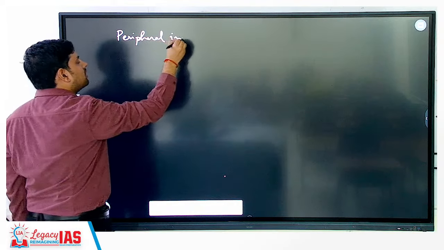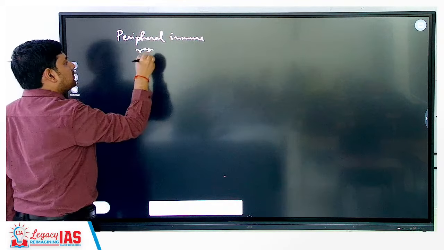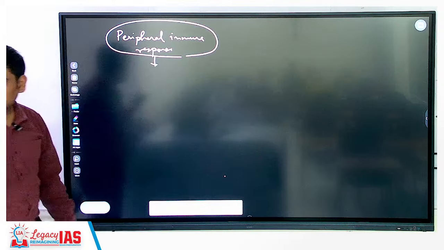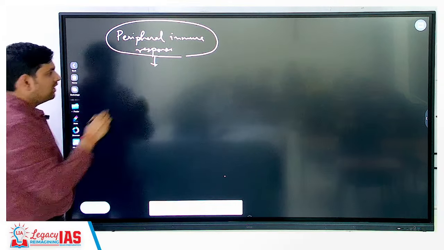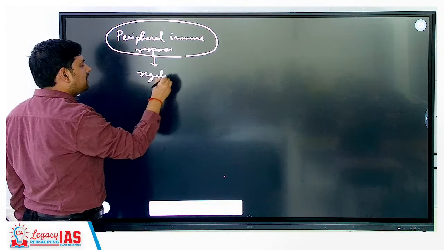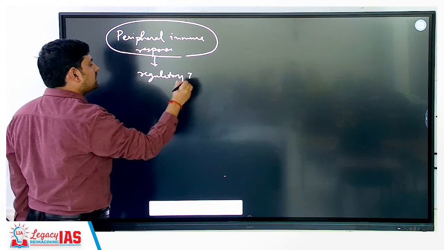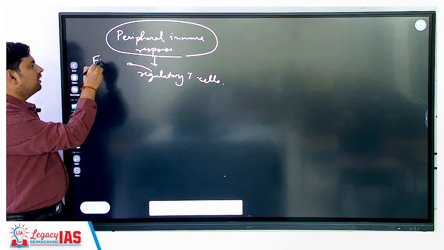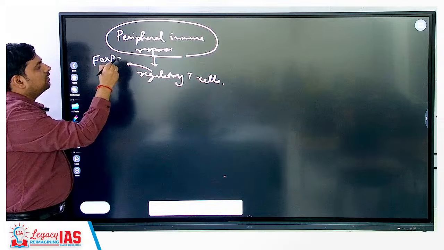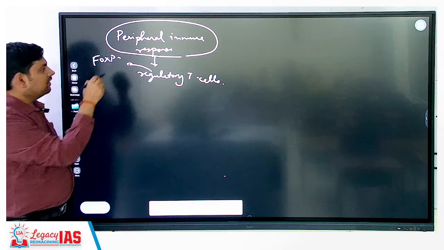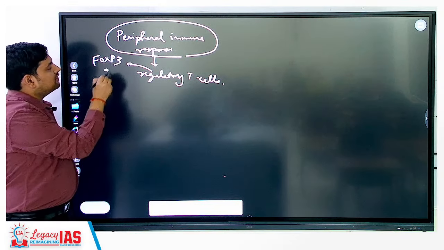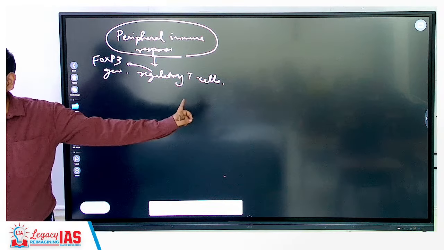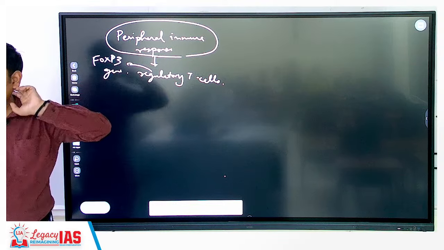peripheral immune response. Now, what were the main actors in it? There was something called T-rex, correct? So there were regulatory T cells, and they were controlled by something called FOXP3 gene, correct? Now, ये regulatory T cells क्या करते थे? What they used to do? They were like brakes.